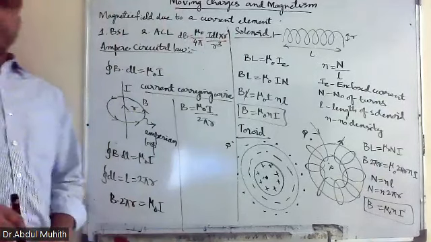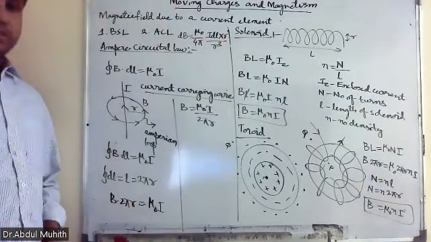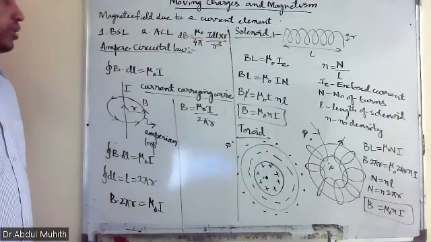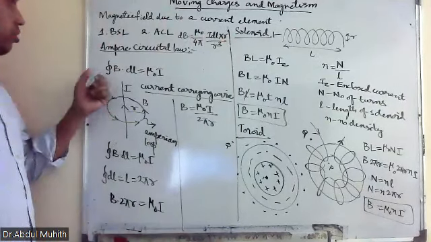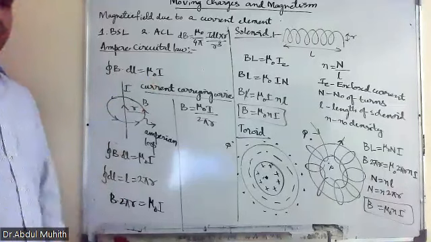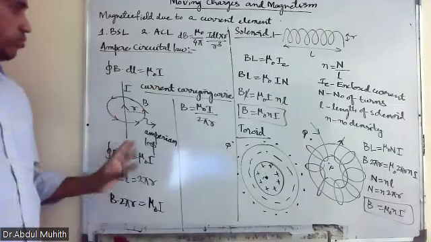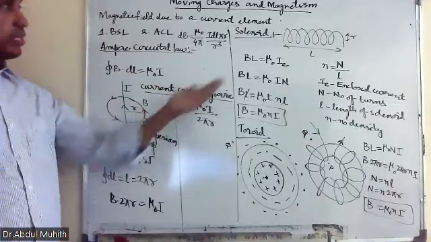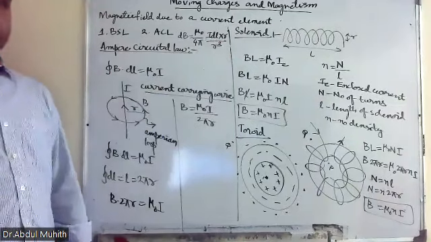In that, it is given for a current carrying loop. The second one is Ampere's Circuital law, solenoid and toroid. Ampere's Circuital law is closed integral B dot dl is equal to mu0 I. Now there are three cases in this: first, a straight current carrying wire; second, a solenoid; and third, a toroid.